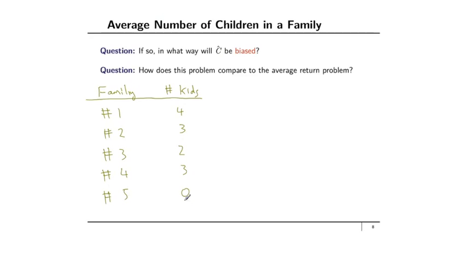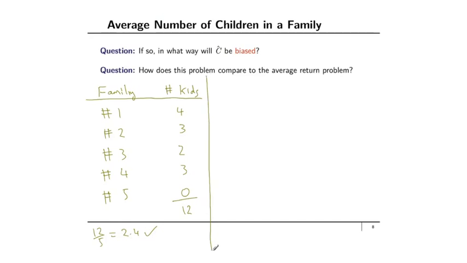So this is our universe. The total number of children is 12, and so the average number of children per family is 12 over 5, which is equal to 2.4. So this is the correct answer. 2.4 is the average number of children per family in this universe.